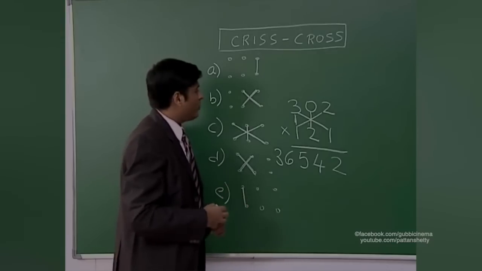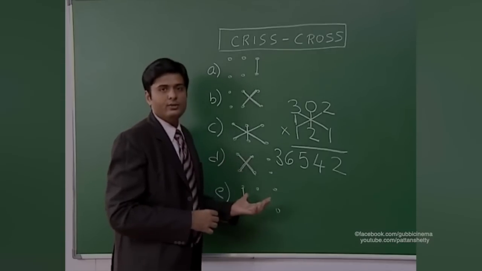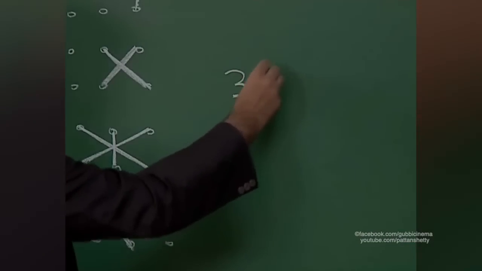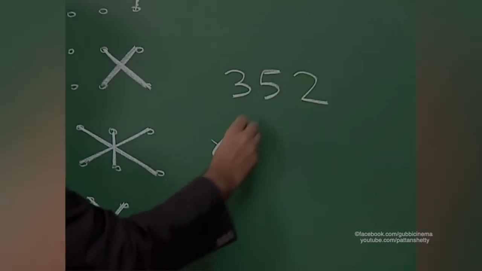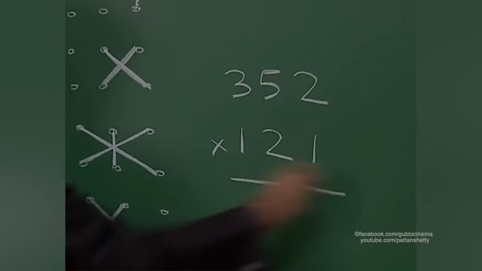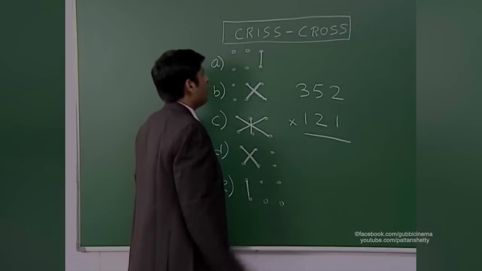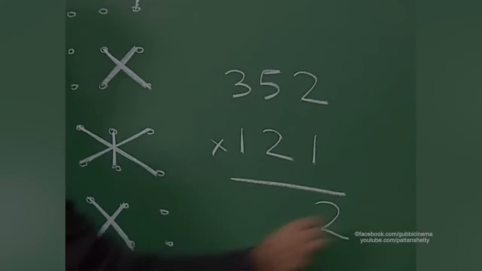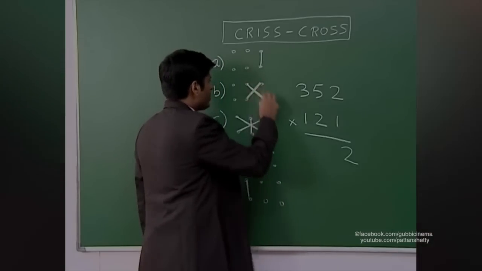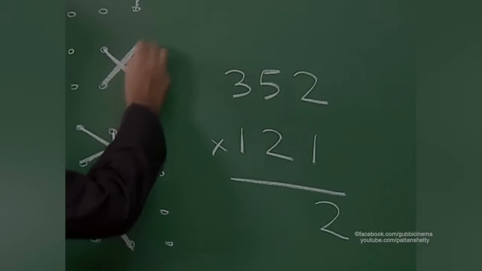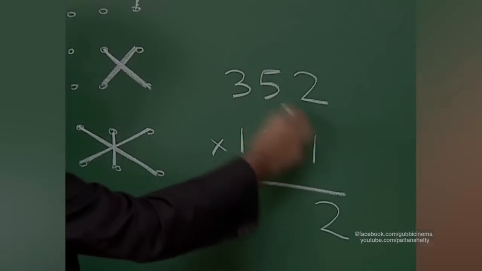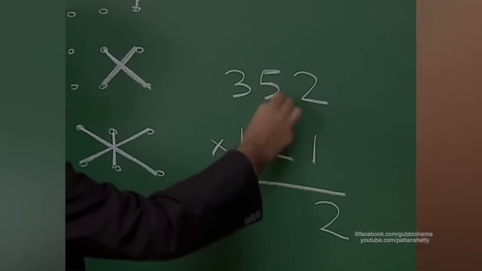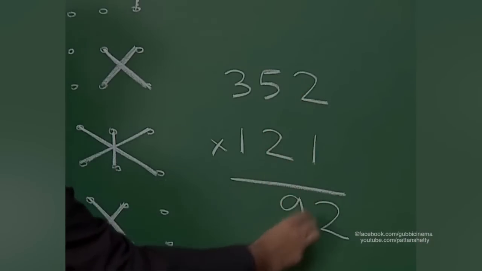Next, we will see how to use examples where there is a carryover involved. Suppose I have to multiply, say, 352 by 121. Let us see how we get the answer. First step says multiply these two numbers. 2 times 1 is 2. Second step says cross multiply like this and like this. So we have 5 times 1 is 5 plus 2 times 2 is 4. 5 plus 4 is 9.